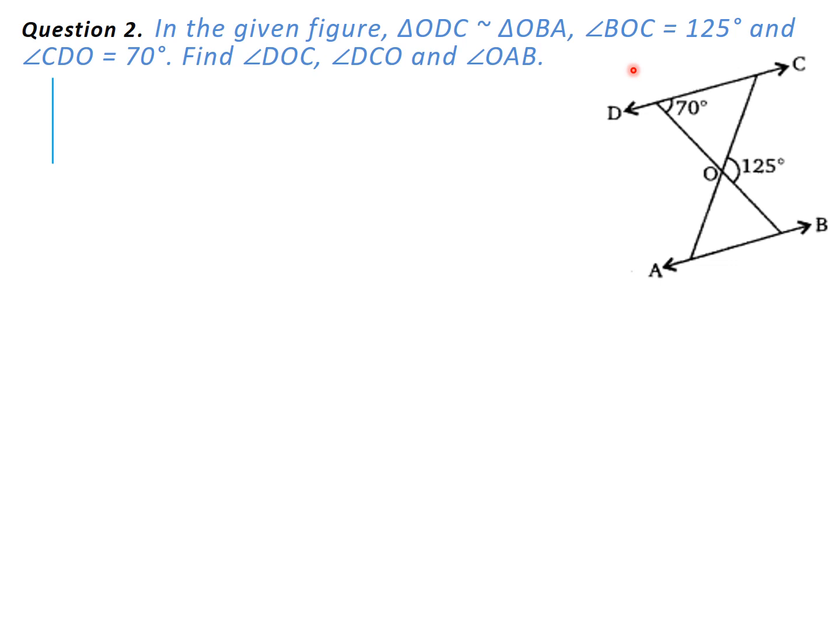Next, it has also been provided that angle BOC is 125. This is angle BOC 125 and angle CDO, which is right over here, is 70 degrees. We have to find out angle DOC, that is this angle right here, angle DCO, which is right over here, and angle OAB, which is right over here. Let's start.